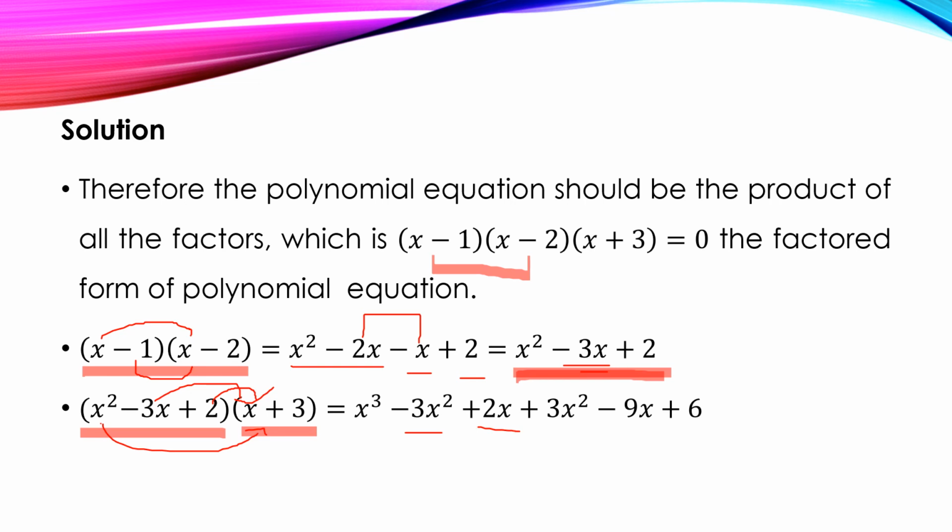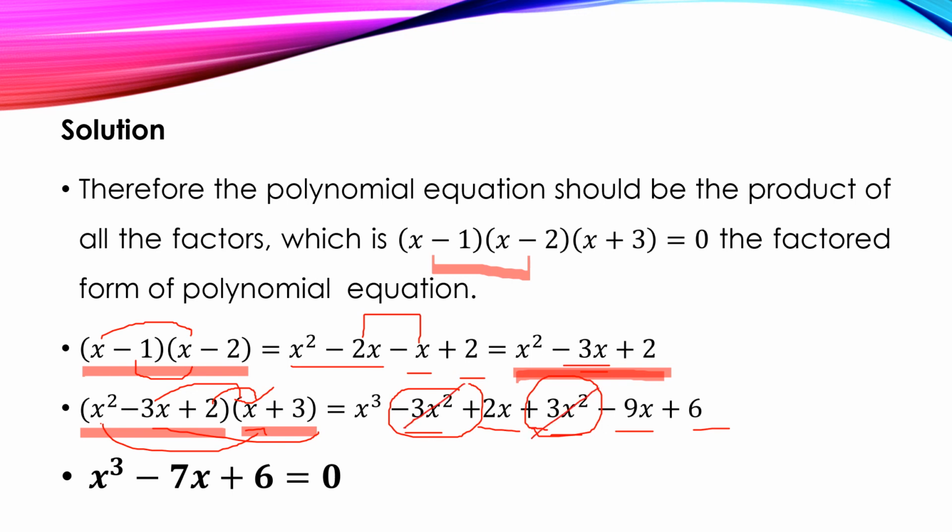And then next naman is this part, no? Sa 3 naman, x squared times 3 is 3x squared. Tapos negative 3x times 3 is negative 9x. And then 2 times 3 is 6. And then, ang last step dyan, syempre, is to simplify this by combining like terms. So what you're going to do is going to combine itong negative 3x squared saka itong plus 3x squared. So pag inadd natin yan, 0 yan. And then 2x tsaka itong negative 9x, magiging negative 7x yan.